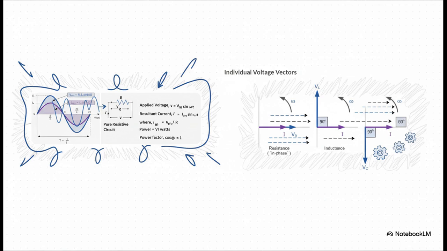And what's so cool about this slide is you can see it perfectly. On the left, you see those two waves, voltage and current, just sitting right on top of each other. And over on the right, that diagram with the arrows, it's showing the exact same thing. Both arrows are pointing in the same direction. They are perfectly in phase.